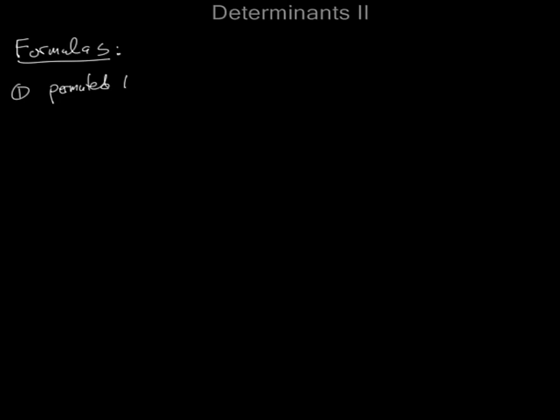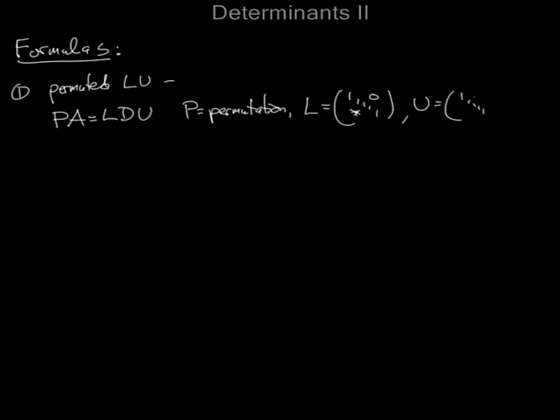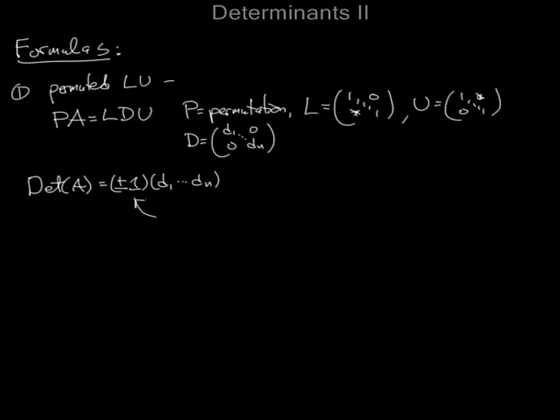I've already talked about one of these in class, which is the permuted LDU decomposition. You can write any matrix as PA equals LDU, where P is a permutation matrix, and as usual, L is lower triangular, U is upper triangular with ones on the diagonal, and D is a diagonal matrix. And by the product formula, that says that the determinant of A is plus or minus 1 times the product of these diagonal entries.